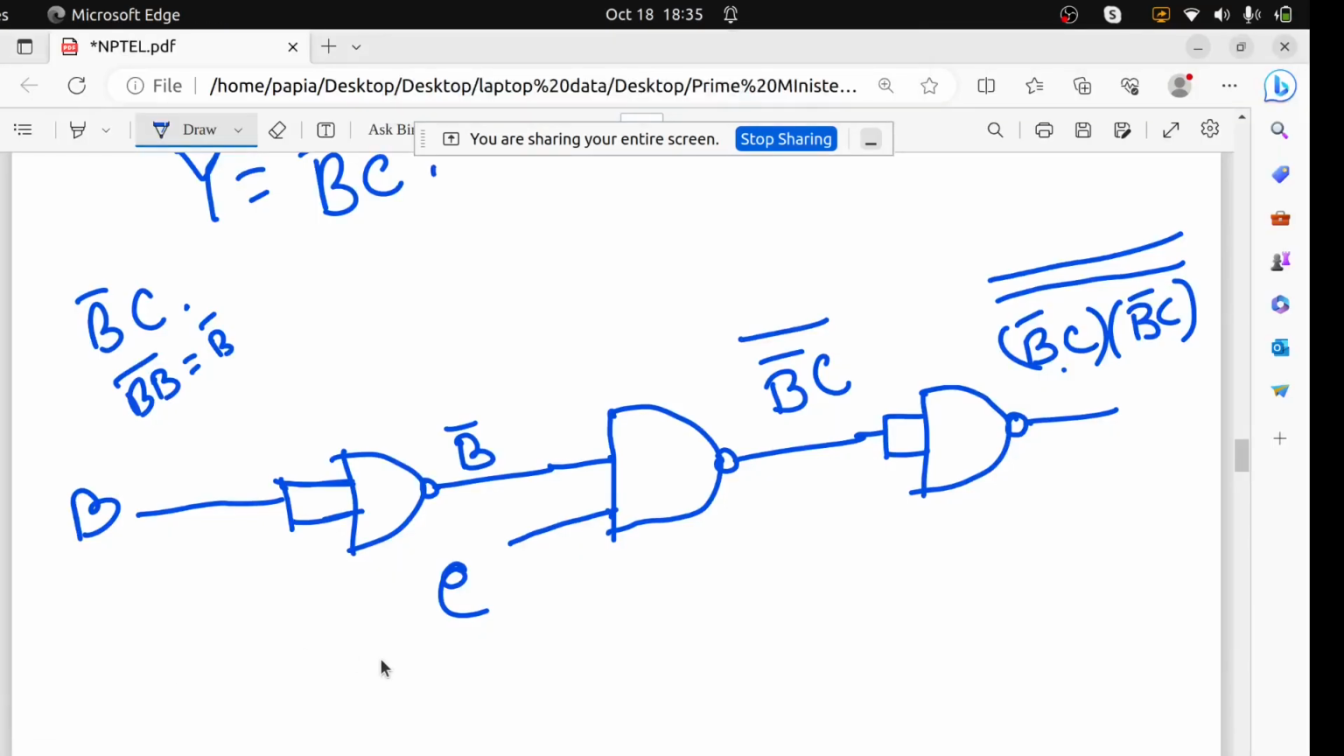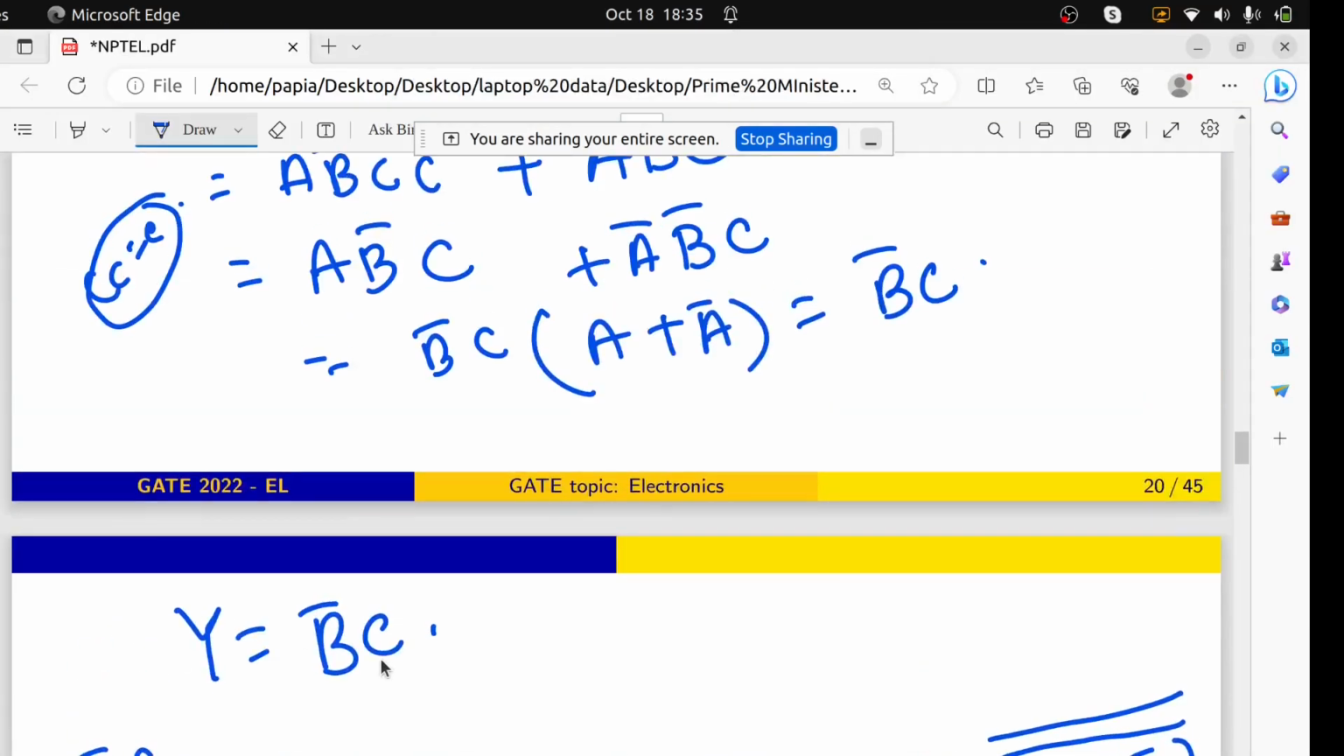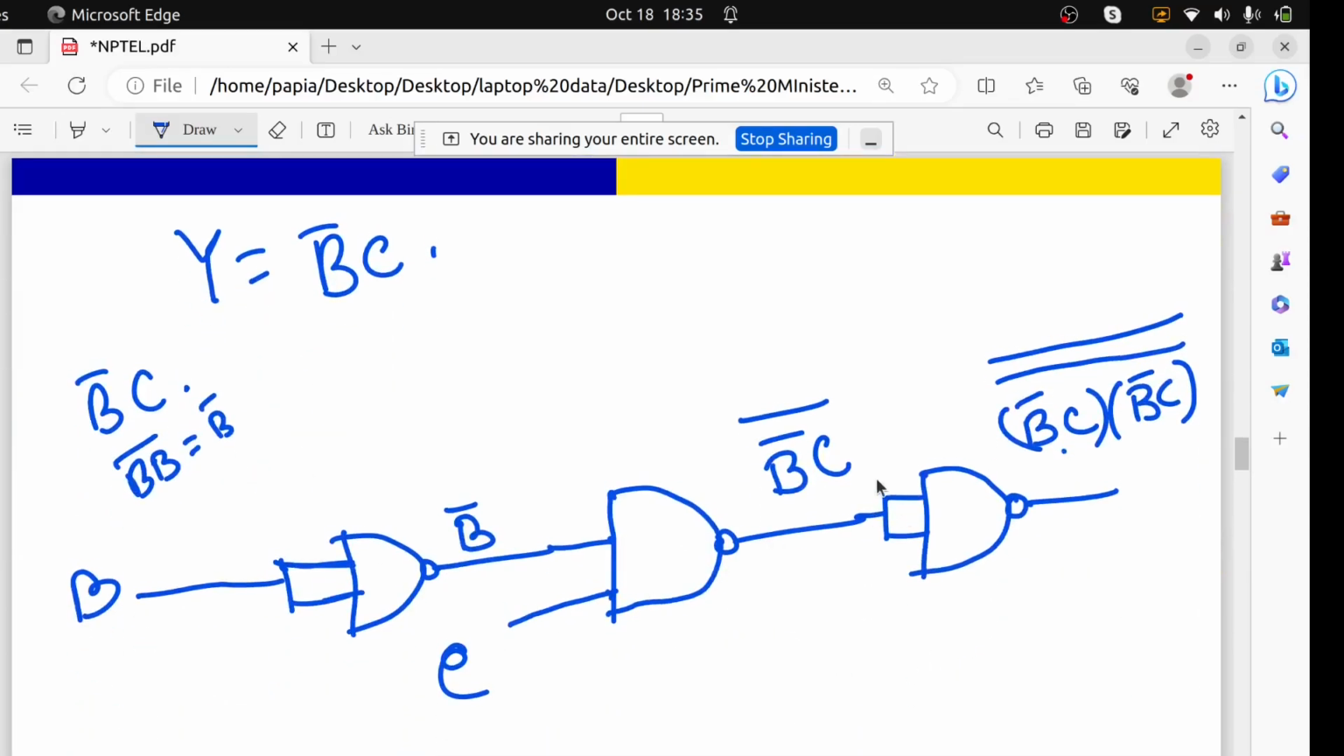Can you tell me? I have written B bar C twice. This one? This one was. No, yeah, I will tell you. Okay, just wait, let me write.